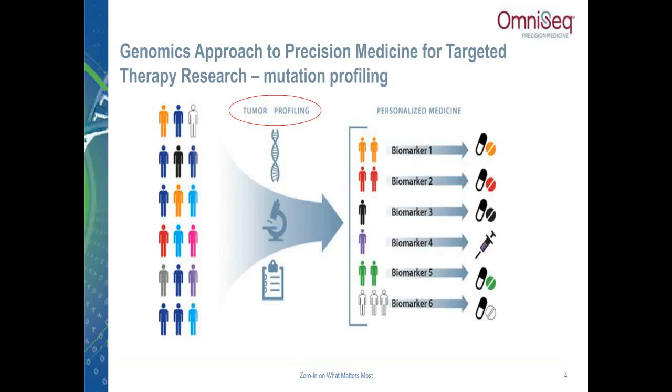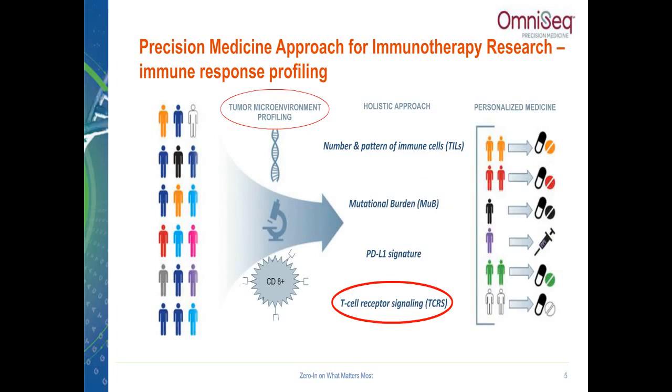What I really wanted to get into is how we're using this assay for really providing precision immunotherapy. We have been talking about precision medicine for targeted therapy research and mutational profiling. There is the personalized approach for targeted therapy, and the way that OmniSeq is using the Oncomine Immune Response Research Assay is to develop a personalized approach for immunotherapy.